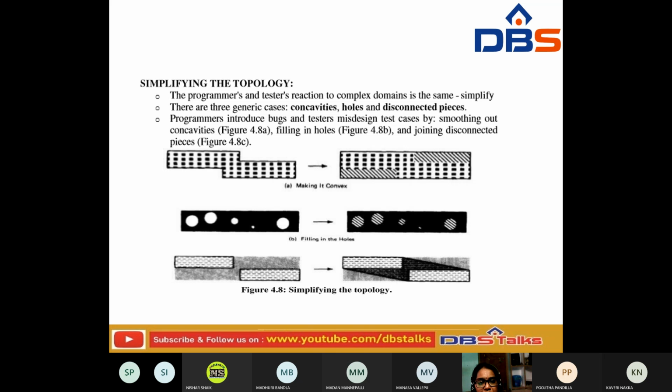Suppose in this case we are having some holes. Instead of keeping the holes like that, here you are going to fill in those holes. See, here also from this we can simplify this particular kind of topology. This is the way we are going to get the topology like this. Okay, next one.